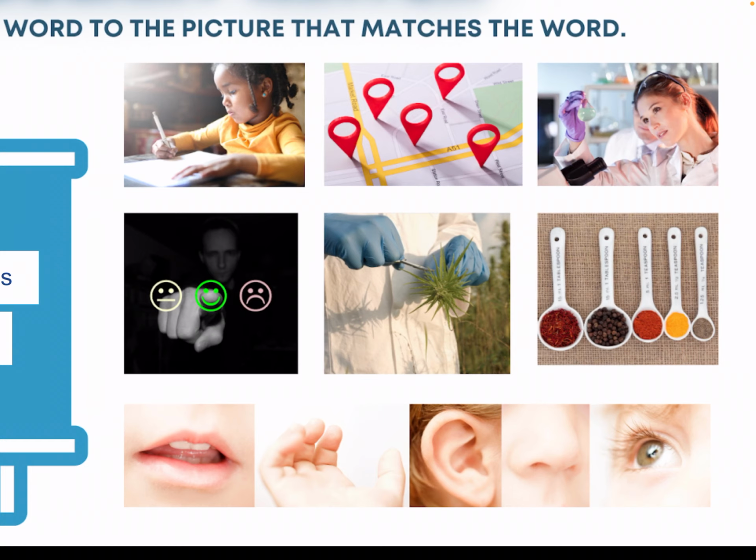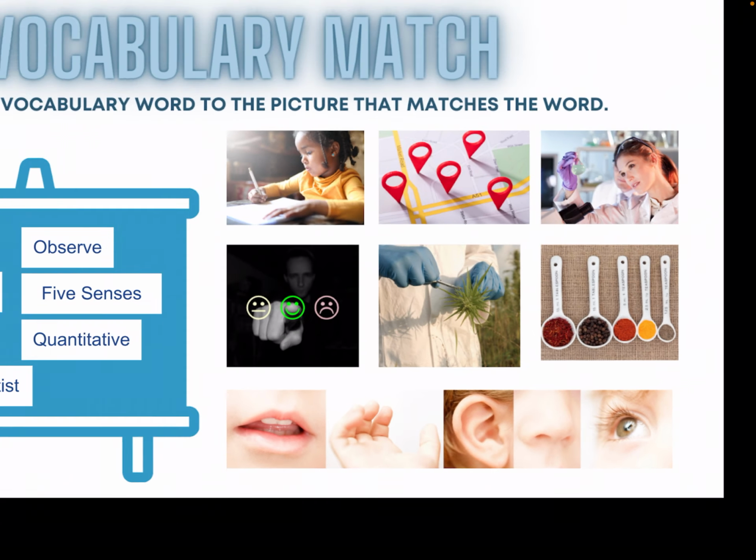The first one, I have someone who is writing. The second one, I have a map with some red pins marking something on it. The third one, I have someone who's looking at something or analyzing something. The fourth one, I have someone who's pointing at some different emotions or feelings. The fifth one, I have a person who looks like they're outside analyzing something. They have some gloves on and looks like they're doing some tests or something on a plant. The sixth item, I have some different measuring spoons. And the last item, I have a mouth, a hand, an ear, a nose, and an eye.